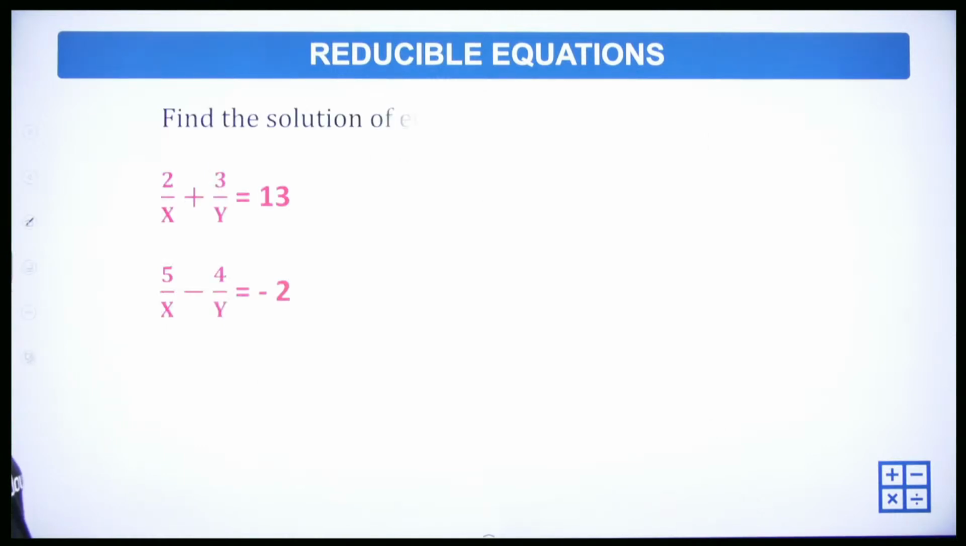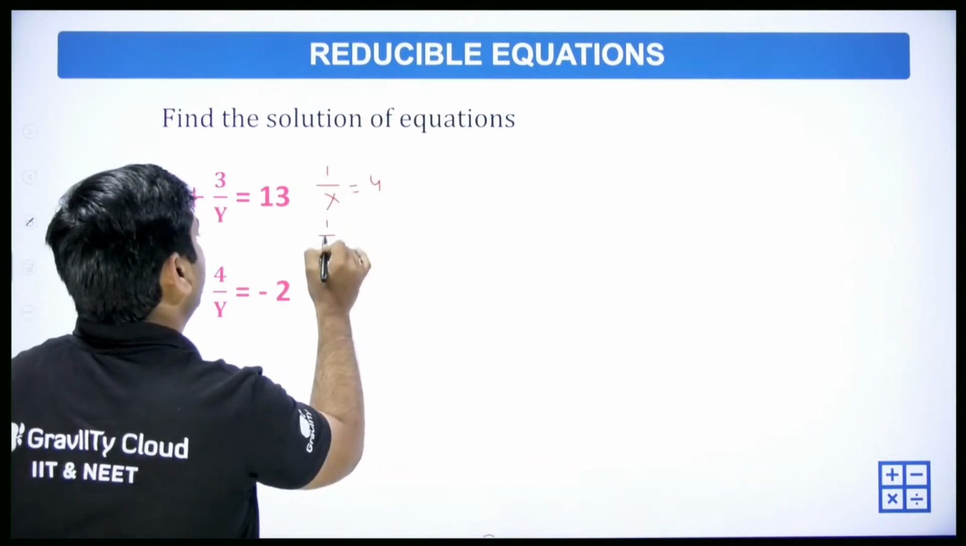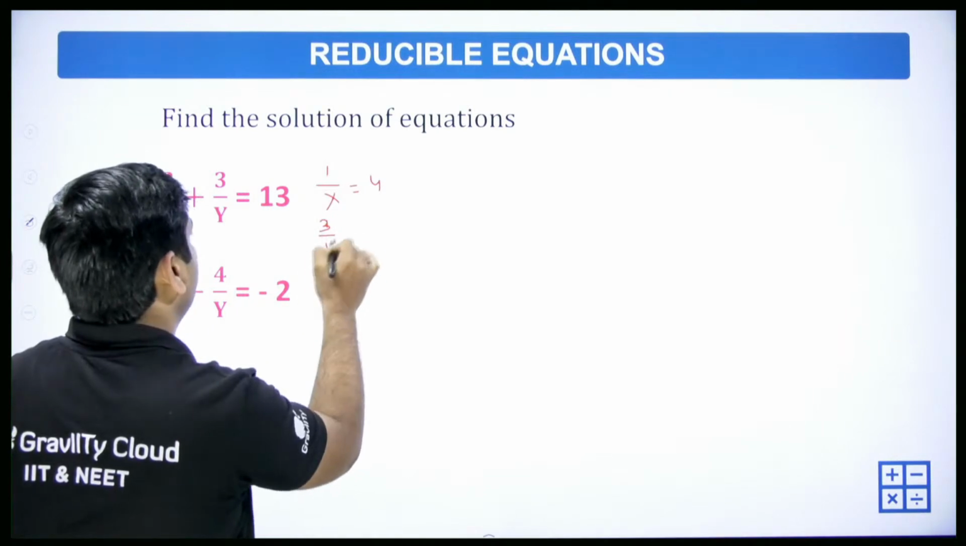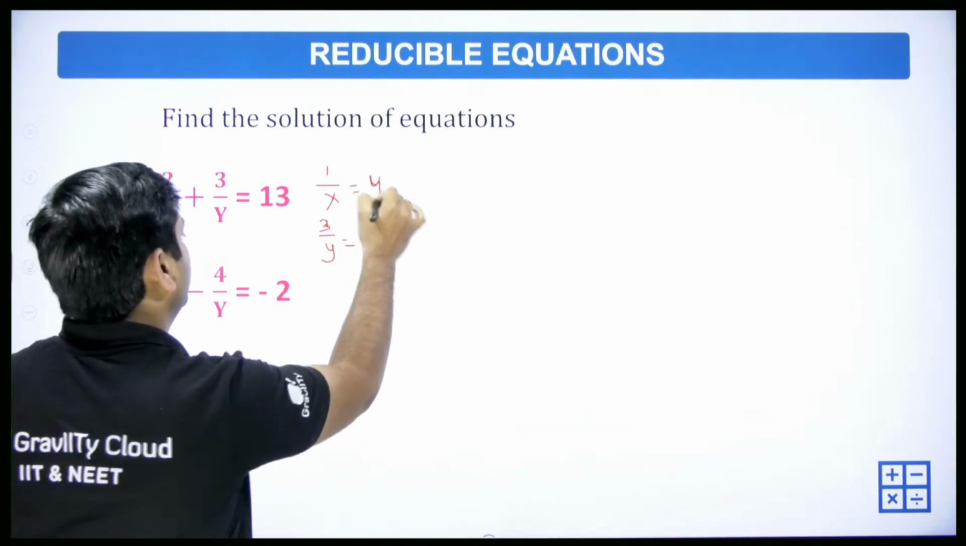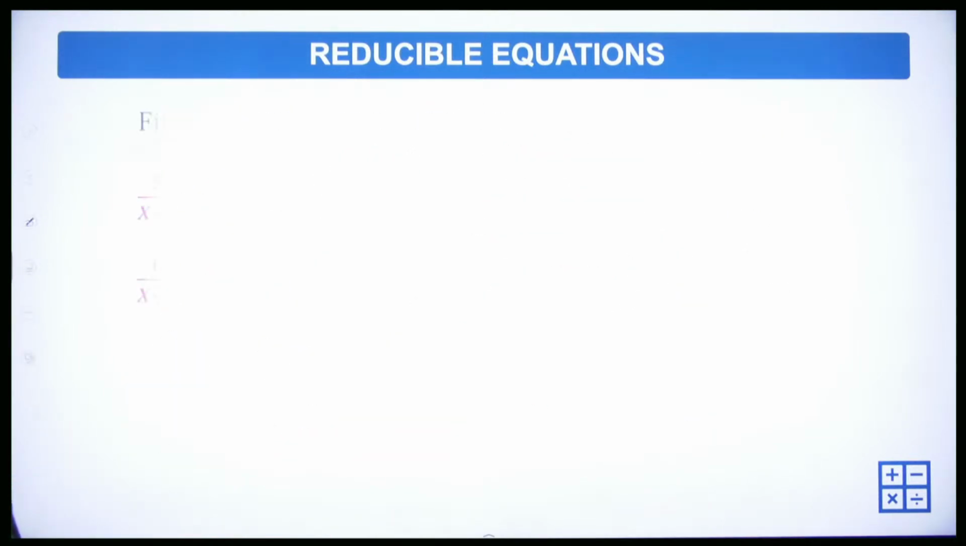So let me take one more equation. Let me tell you how to solve that. So again, 2 by x plus 3 by y. So I will take 1 by x is equal to u and 1 by y is equal to v. U and v. Okay, this is the same question that we are discussing, right? It's the same question. So let's move forward for the next question.